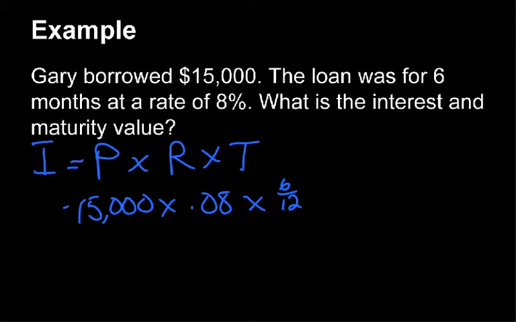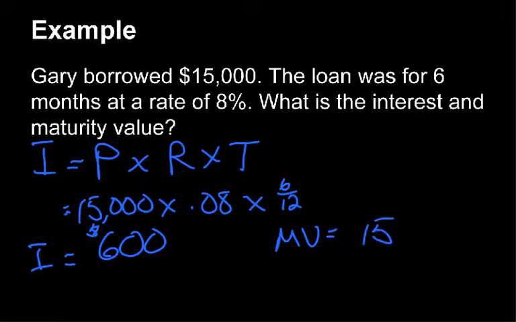When we multiply those all out together, be careful that when you type this in, if you use parentheses, it might be important there. But when we multiply this all out, we get $600. Now, $600 is not what they have to pay back. They obviously have to pay back the $15,000 plus the $600, which is interest. So this is your interest. The maturity value would be both of those numbers together, the principal plus the interest, or $15,600.